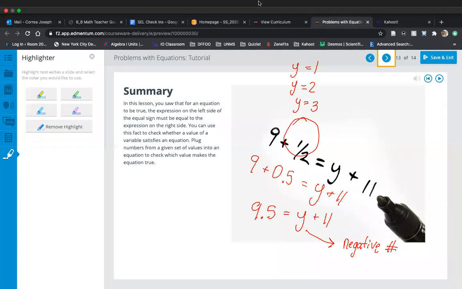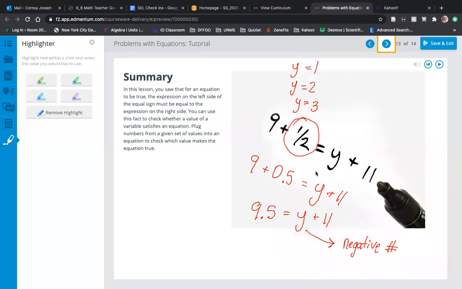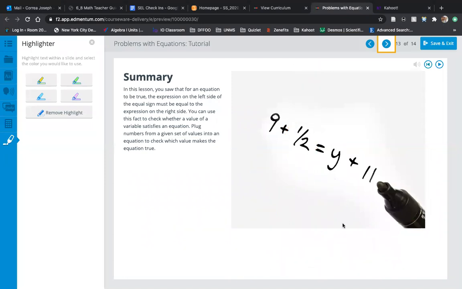All right, so at this point, we have gone over all the slides so far. So what we're going to do is practice these skills by playing a game of Kahoot. So I'm just going to stop the recording for now.